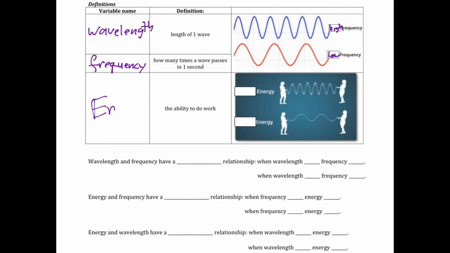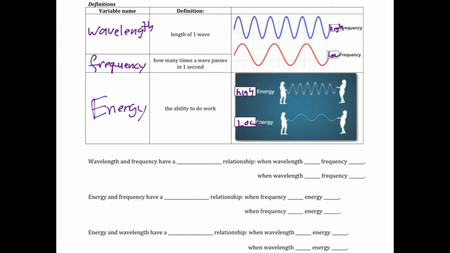And then we have energy. Energy is defined as the ability to do work, but what we're going to do is think about the energy of a photon of light. So imagine you're doing these two different things. Which one will require more energy, the first one or the second one? Well, the first one would require more energy, so this is going to be high energy, and this is going to be low energy. Notice how this is the one that has the greater frequency. So greater frequency means high energy. This one has a lower frequency, so it is low energy.